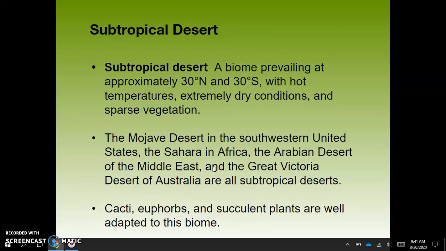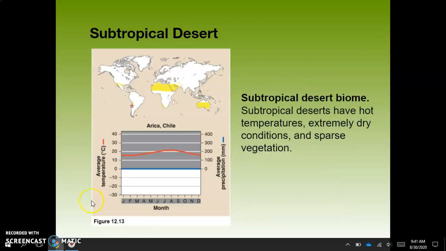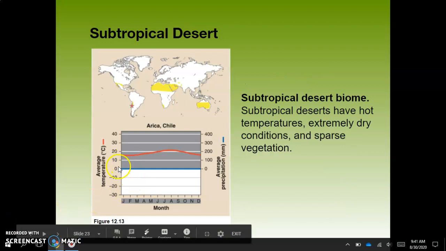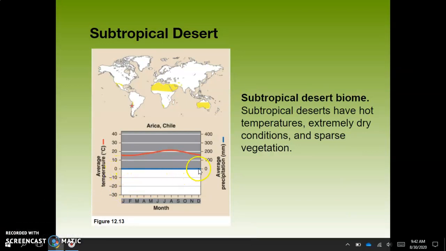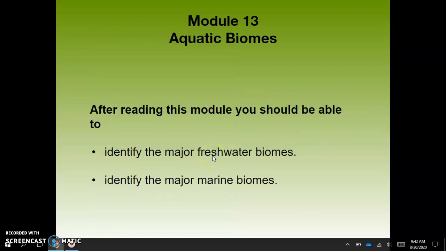A subtropical desert is a biome prevailing at approximately 30 degrees north and 30 degrees south, with hot temperatures, dry conditions, and sparse vegetation. So Mojave Desert, Sahara. Plants common here are cacti, succulents, because they don't really need a lot of water. And again, this one would be very easy to identify because our precipitation is basically at 0 the whole year, and then temperatures are relatively high.